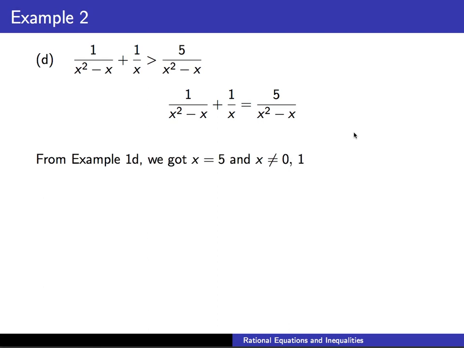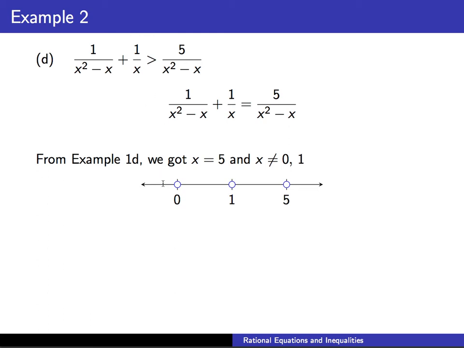When we solved this equation in example 1D, we got x equals 5 as the answer, and we said that x could not equal 0 or 1 because it would cause the denominator to equal 0 for either of those values. So those are our critical values, 0, 1, and 5. 0 and 1 are automatically open circles because they cause the denominator to equal 0, but as far as 5 goes, the solution to the equation, because we have a greater than symbol and not a greater than or equal to, it's going to be an open circle at 5.